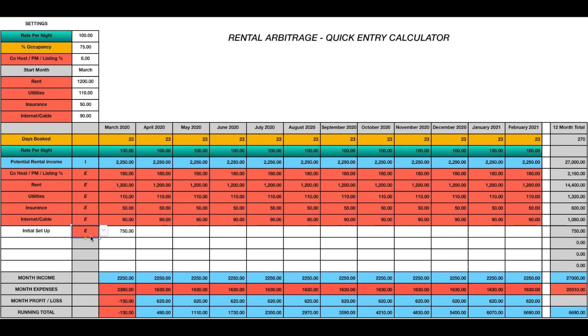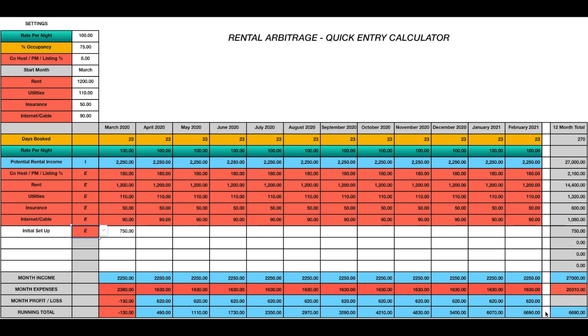The bottom of the calculator is showing me the various positions for each month, whether I'm in a profit or a loss. So the bottom of the calculator, it shows me the monthly income, the monthly expenses, the monthly profit or loss. So we have a loss in March, but that's because of the setup costs. And we have a running total. And the bottom right hand side gives you the total over 12 months.